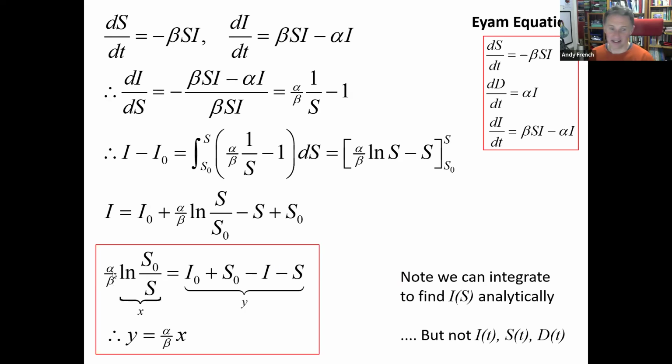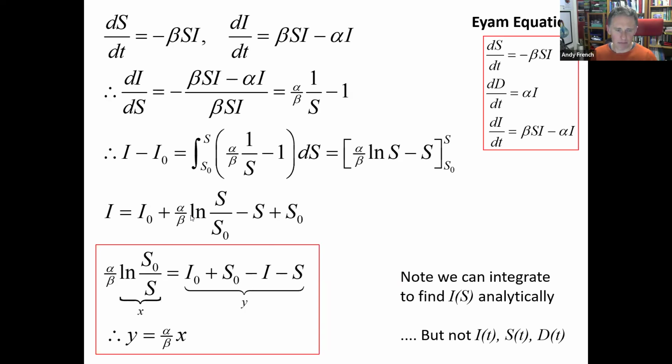What do we want to find out? Alpha over beta. So I can rearrange this any way I like, but alpha over beta is clearly the parameter I'm interested in. Well, actually, I'm interested in alpha and beta separately, but I only get the ratio. Okay, fair enough. So let's rearrange this such that alpha over beta is the gradient of my graph. So if I say x is the log of S naught over S, why have I done it that way? Well, so I can have some things that are positive.